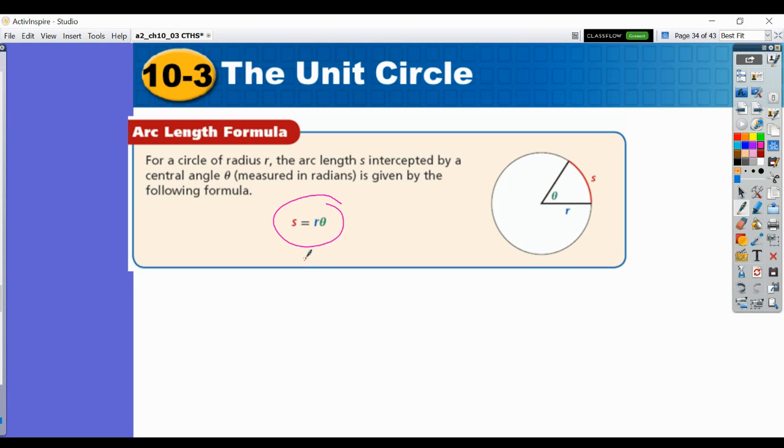S equals R theta. Super simple, though not always easy to remember. Basically, it's the length of the radius times the angle that is going to give you the length of this arc, S. Okay, here we go.